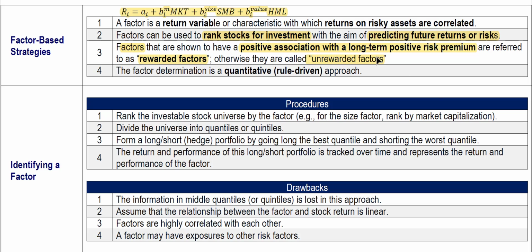Why do I have to mention this? Because there are so many factors in the financial market today. Everybody is trying to find factors in order to generate some kind of innovative fund. But not every factor is a true factor unless it is subject to this particular requirement: a positive association with a long-term positive risk premium.